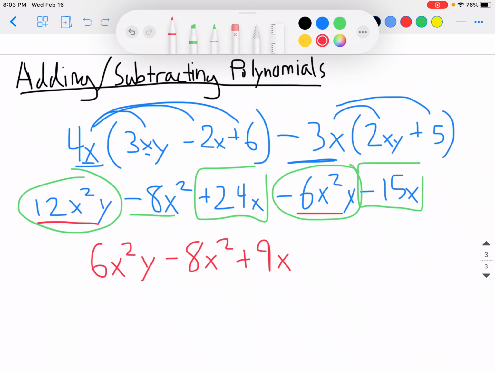That is an example of combining or adding and subtracting polynomials, but where we have to do some multiplication first. So we first have to do some distributing, then identify our like terms, combine like terms, and there we go with our final answer.